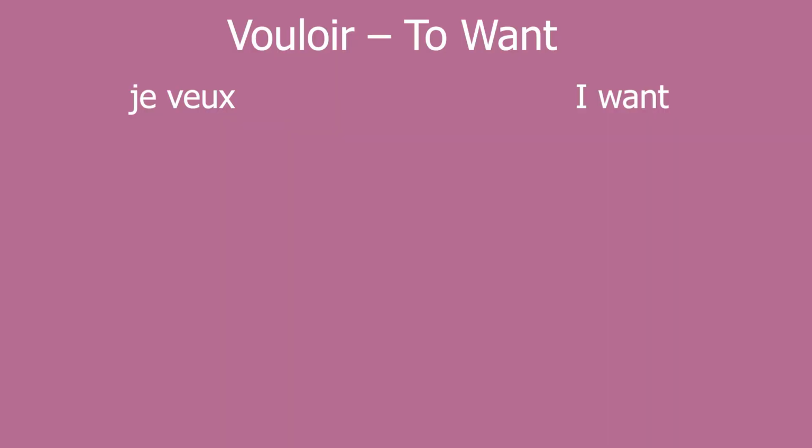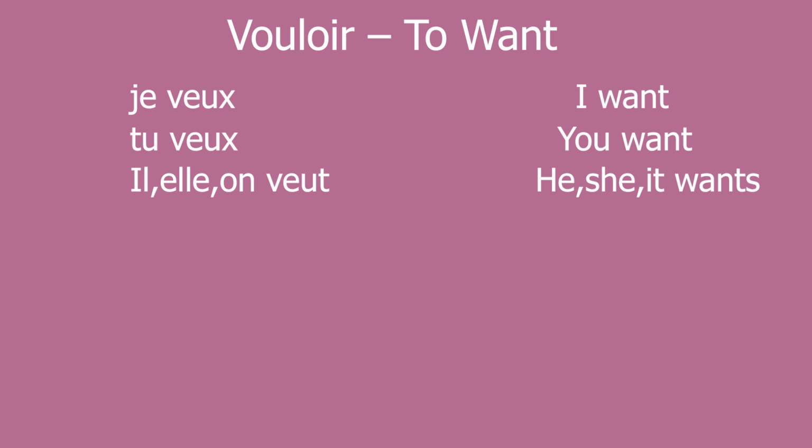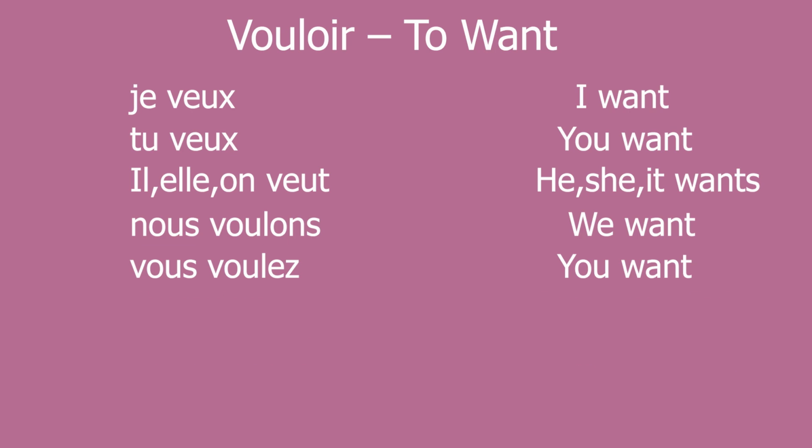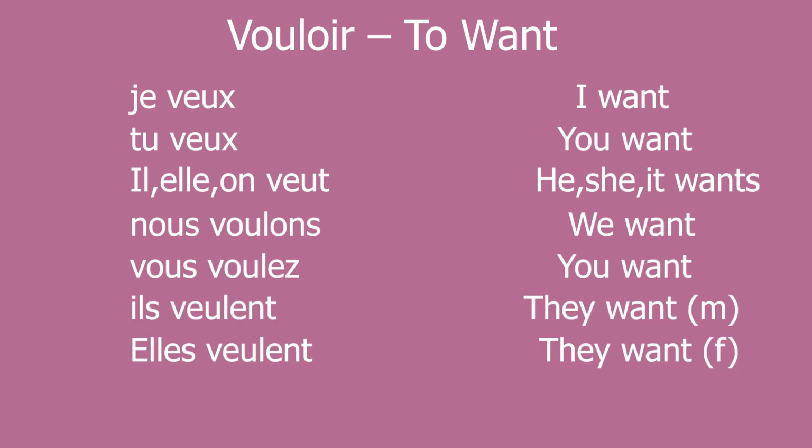Let's use another verb for the third group, a verb that ends in OIR. We'll pick the verb vouloir. Vouloir means to want. Okay? So in the first we have je veux, tu veux, il ou elle ou on veut, nous voulons, vous voulez, ils, elles veulent.